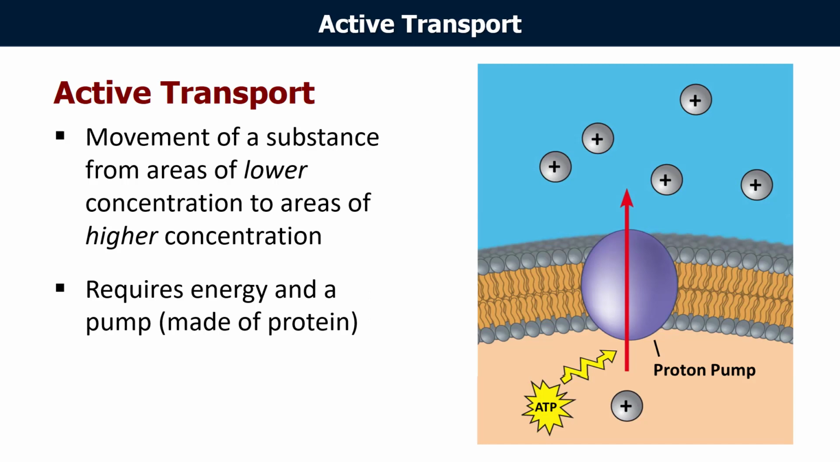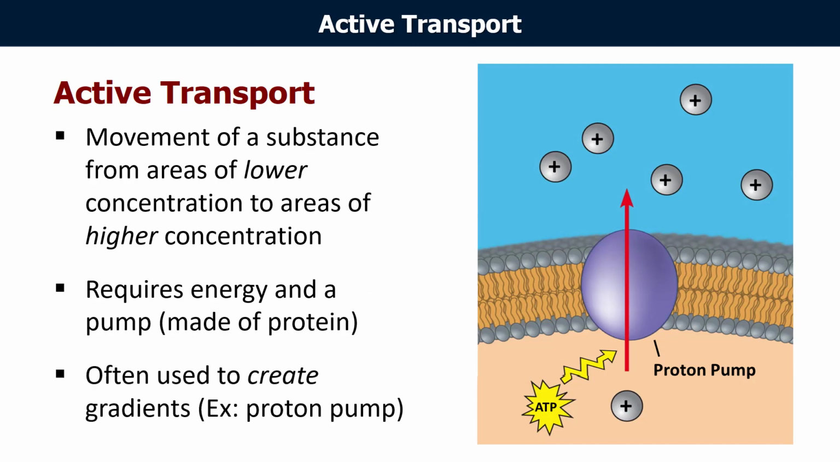Now, interestingly, active transport is often used to create gradients, to create unequal distributions of things. And the example that I'm showing you in the picture is called the proton pump. That refers to that protein wedged into the membrane, that purple thing. That's the protein, and it is a pump. It can pump protons out of the cell. Protons are those positively charged gray particles.